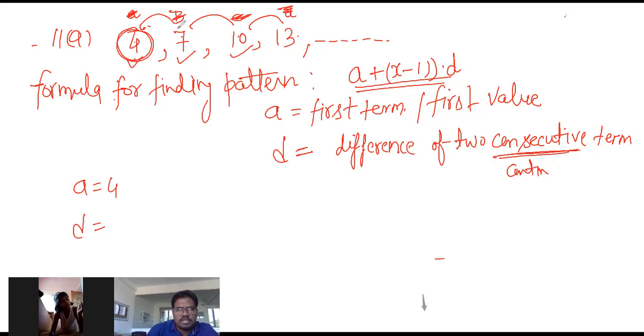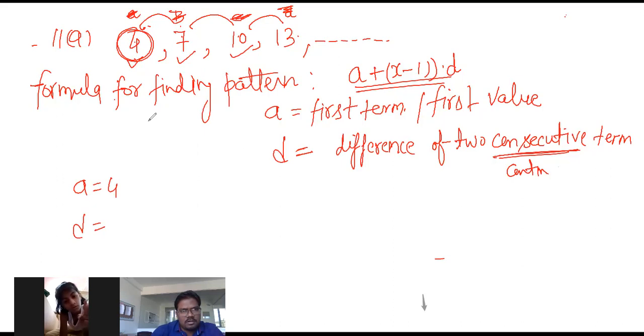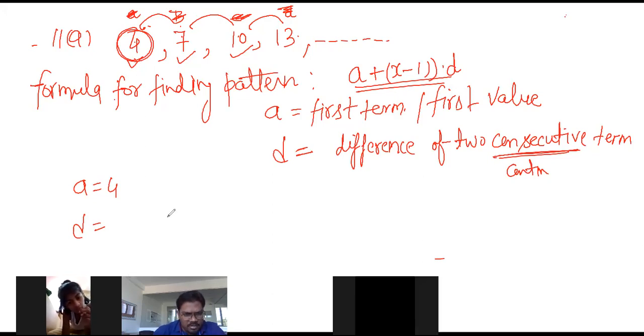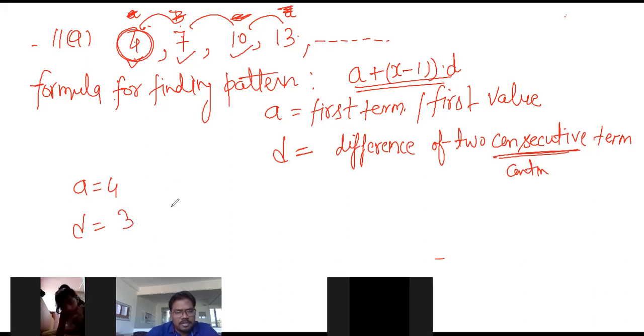Take the difference of any two terms. Difference means subtraction of two numbers. Yes, 7 minus 4, which is 3. Difference means the subtraction of the smaller number from the bigger number. This is 7 minus 4, 10 minus 7, 13 minus 10, and the number will be the same. So we will put these values here.